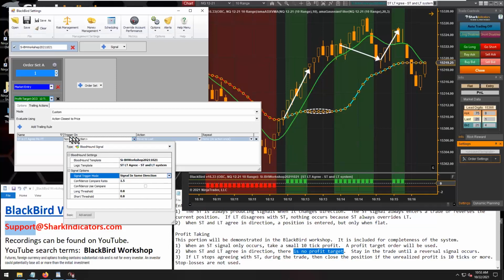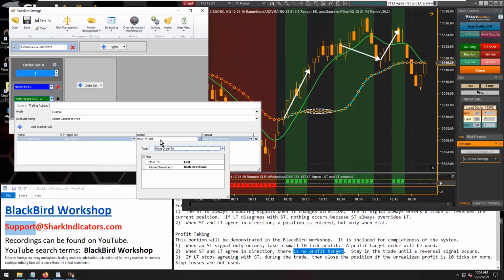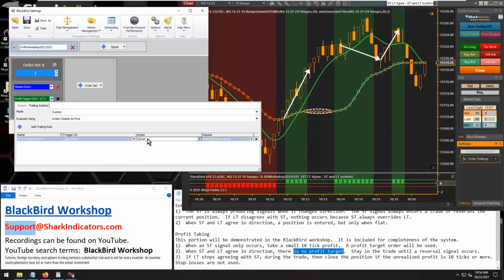So that's our trigger: monitoring the short-term and long-term agreement logic template and looking for signals in the same direction as the trade, the trading direction. And now the action is going to be, where is it? There we go. At the bottom there, we want to cancel the order, right? So we're canceling this profit target. We're getting rid of this profit target there. And that's it, right?